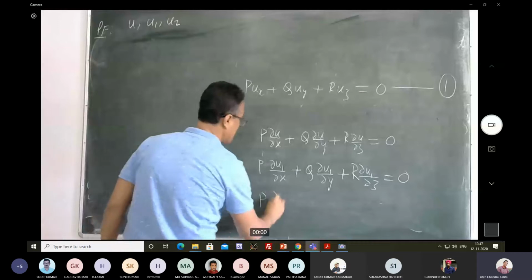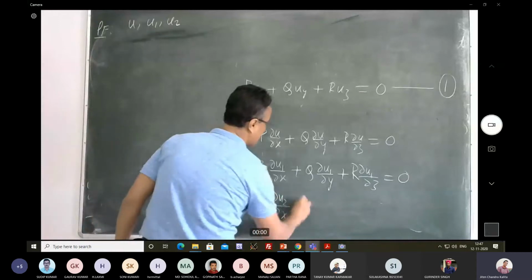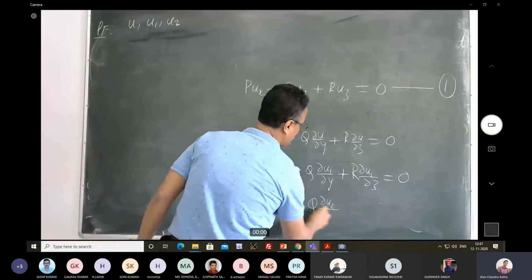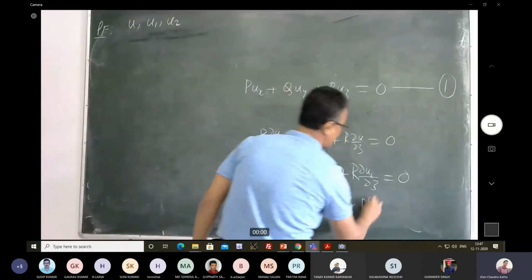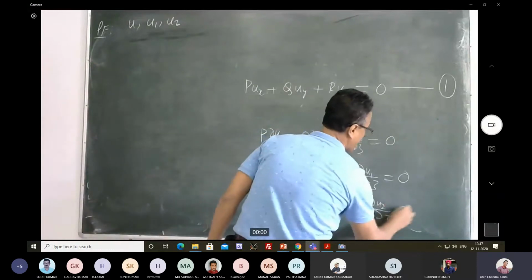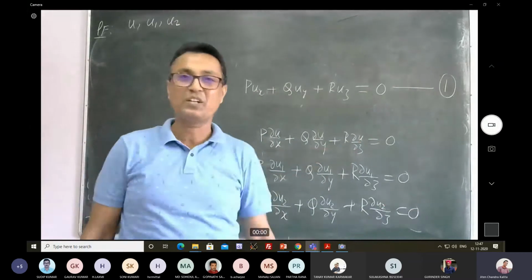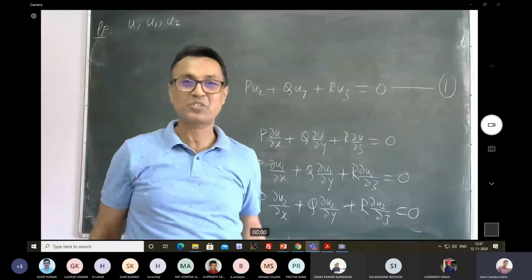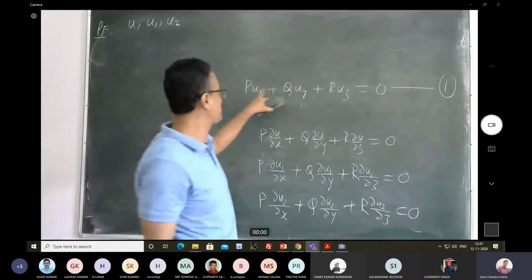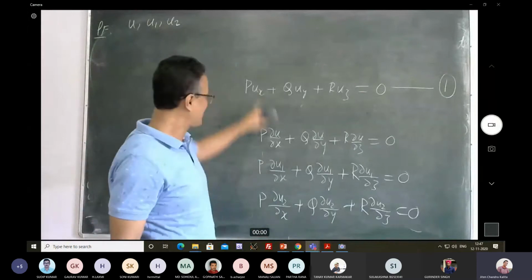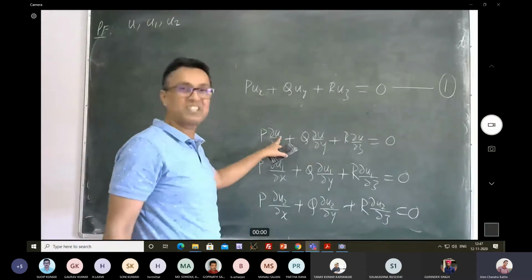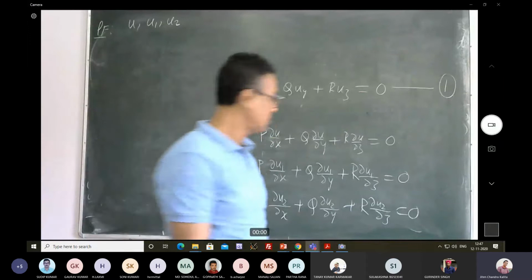And similarly, P plus R. Okay, fine. This is straightforward, right? Now, have you understood why I wanted to use a different variable for this? Because again, this U is kind of repeated, but I hope you understand it.